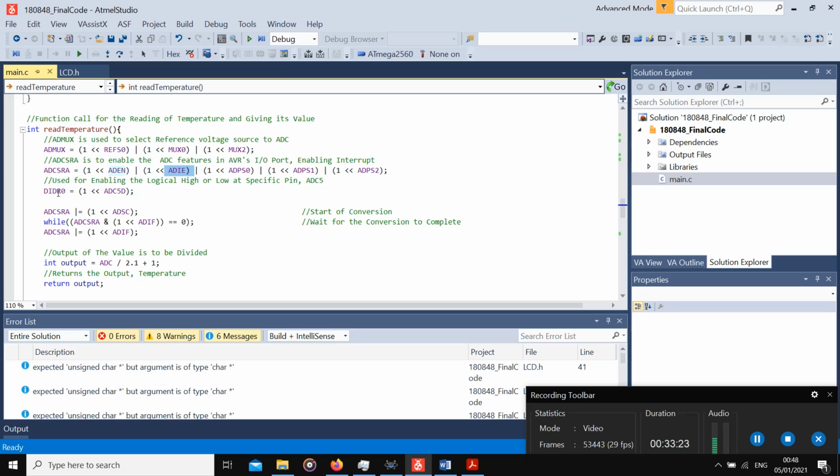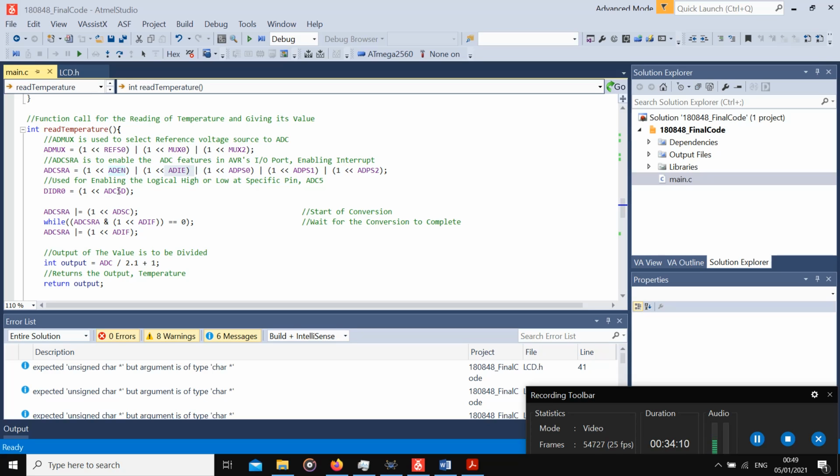Then you have the DIDR, which is basically for enabling logical high or logical low at the specific pin. Over here you can see it is the ADC5 in our case. So whatever value you get on the ADC5, it is either going to enable it to be logical high or logical low. So this is what is done by your DIDR. So your DIDR is the digital input disable register.